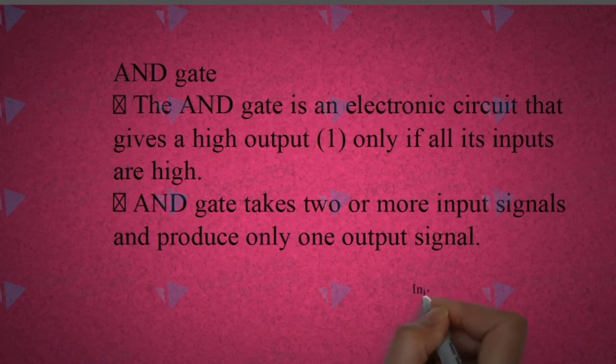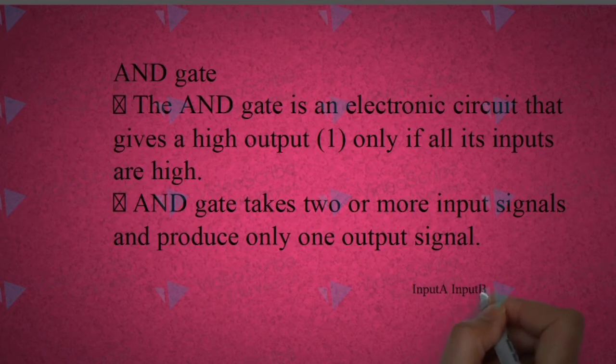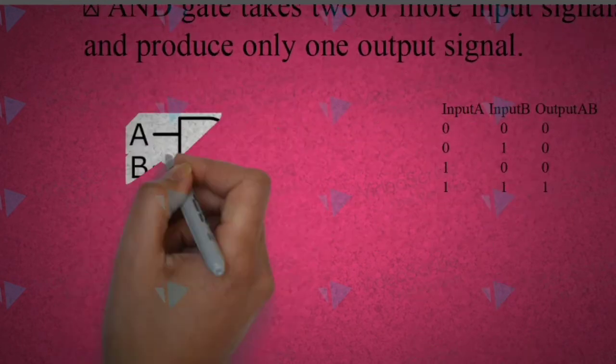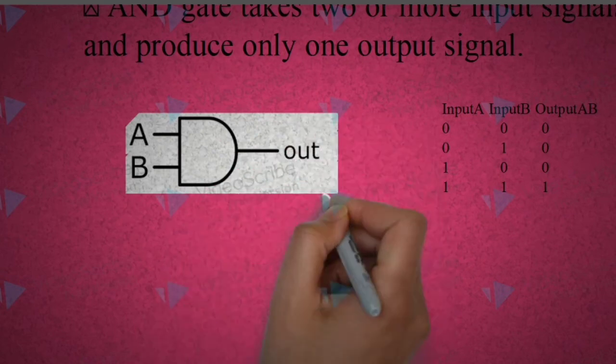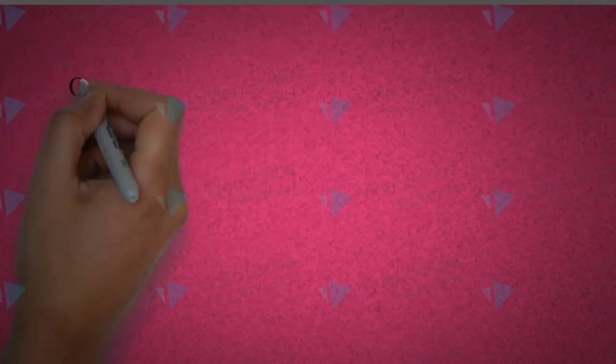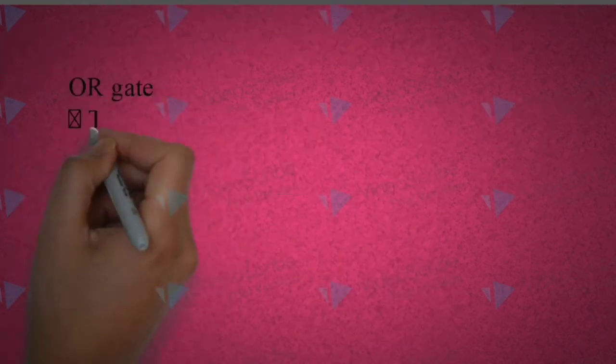Let us see the truth table for our AND gate. We have input A, input B and our output signal. When both input A and input B are 1, then only our output will be 1. Otherwise our output will remain 0. Let us have the circuit diagram. AND gate is represented by this logic circuit. Now let us have our OR gate.